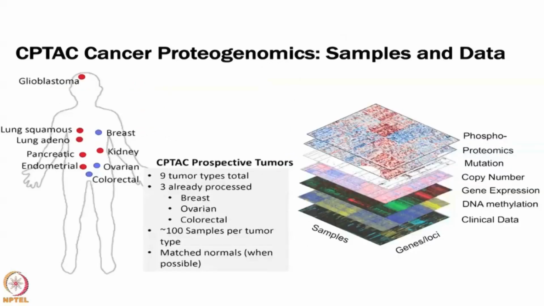And now the next iteration of CPTAC, which is ongoing, we are looking at prospective tumors, meaning tumors that were not collected by TCGA. They're being collected specifically for CPTAC. There are 9 tumor types total, and 3 of them are repeats, so they're prospective samples from breast, ovarian, and colorectal. And then there are about 100 samples being collected for these other tumor types as well. Again, we're doing the same types of analysis and trying to better understand cancer by integrating all of these different methods.